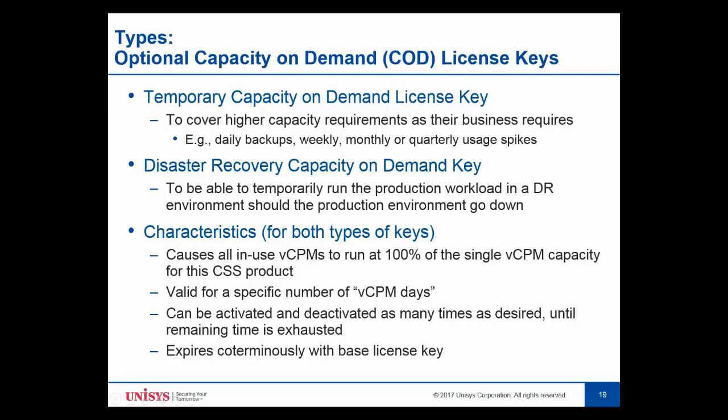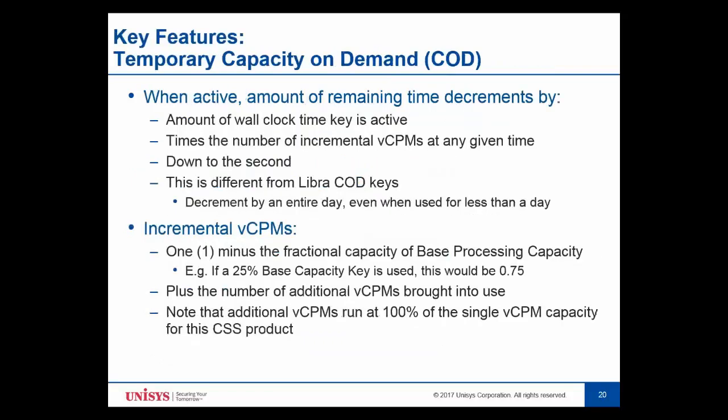So when you start your base license key, say a tier 10 key, for example, when that key terminates, so does your capacity on demand key. When you activate the key, the amount of remaining time on the key decrements by the amount of wall clock time that the key is activated. It gives you the number of incremented virtual CPMs at any given time, down to the second. This is different from the Libra COD keys because they decremented by an entire day, even if they were only used for an hour.